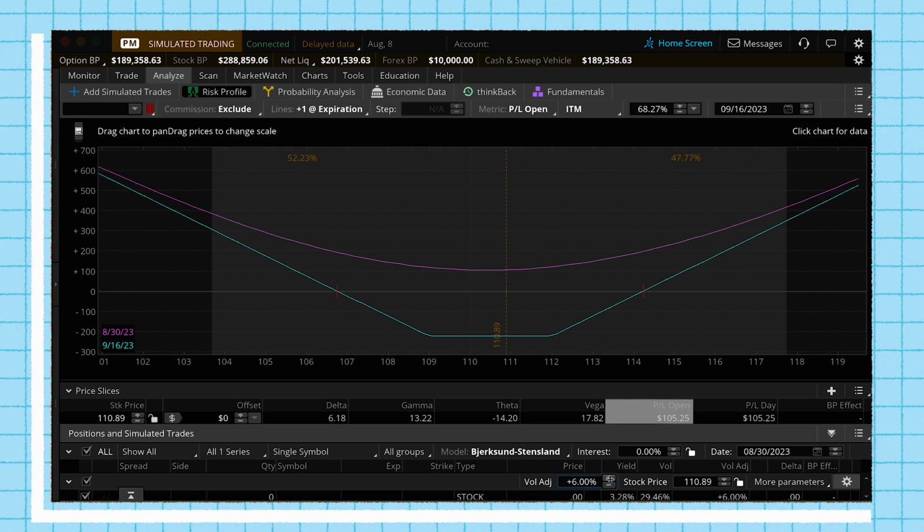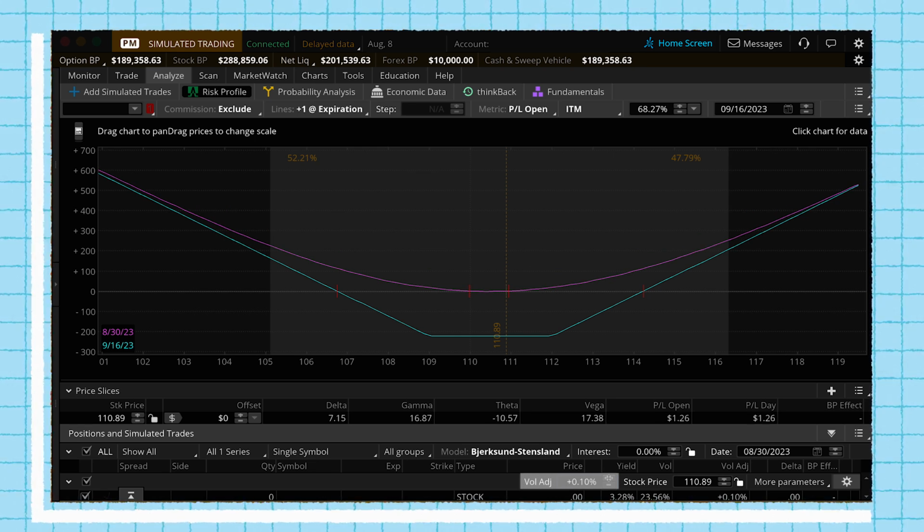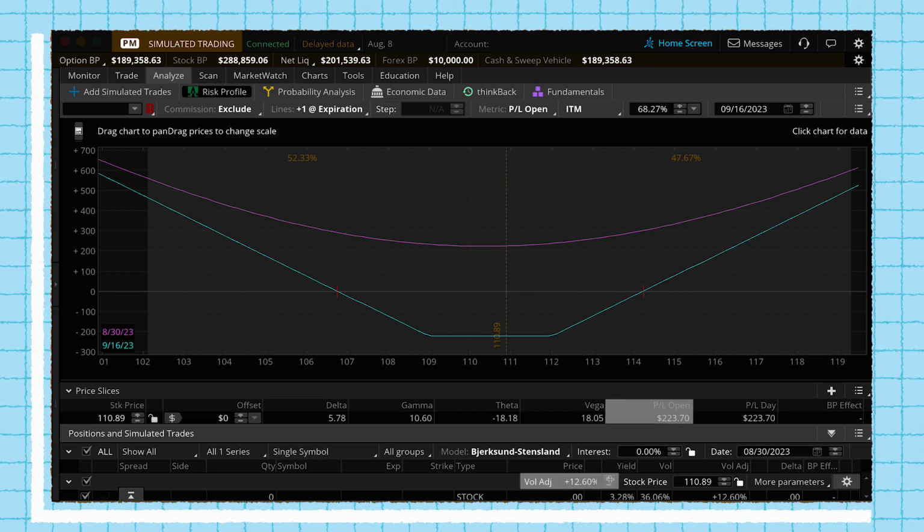Now look at the P&L open for the middle price slice. I'm going to set volatility back to 0 and then jack it up again. In this example, it takes about 1/10 of a percentage point of volatility to break even as of today and 12.6 points to double the value of the trade. Time decay is still an issue because it could melt faster than implied volatility may rise if the expiration is too close.